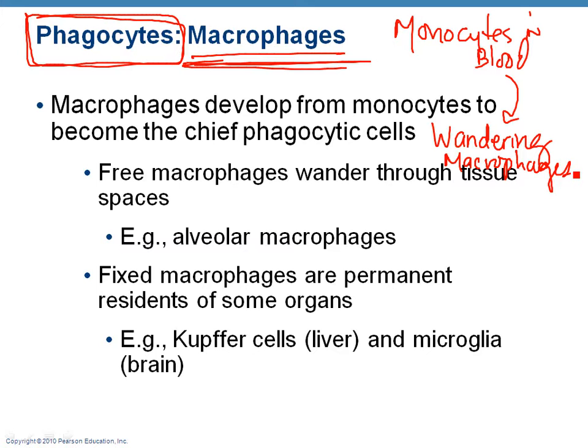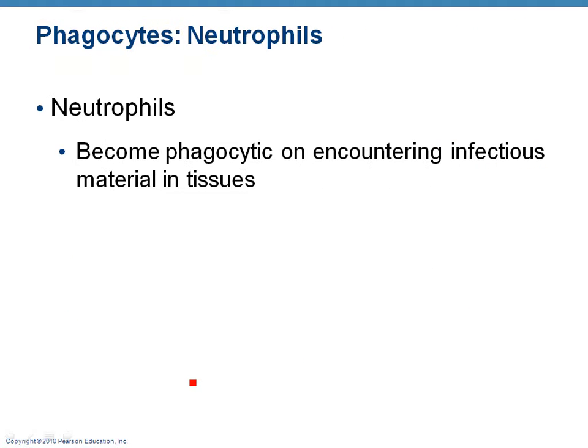So many of them are wandering, and then in a lot of your tissues you have what are called fixed macrophages, which don't really wander around. They're just locked into place on a permanent basis. So you have some of these in your liver, and even in your brain. Their job is to engulf invading microbes and also to engulf your damaged tissue parts and cells that need to be replaced.